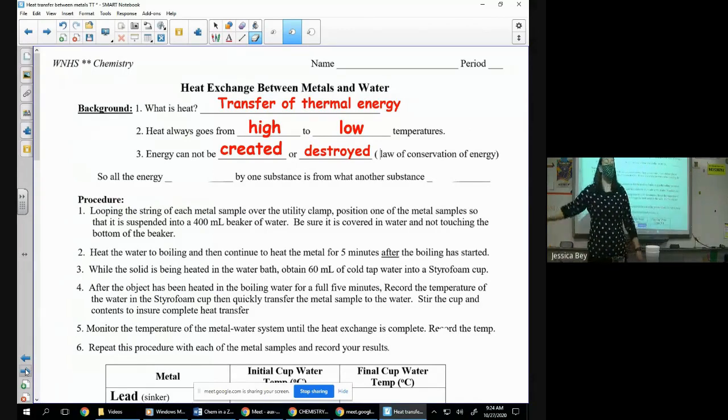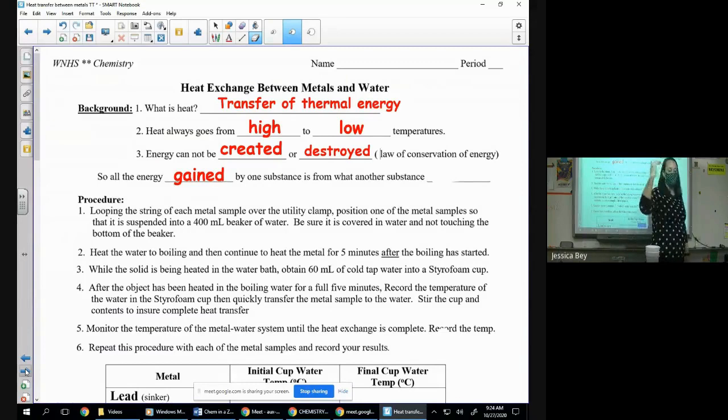So if our water gets hot today, energy that was gained by water, anything that gains thermal energy, has to be lost by something else. So if our water gets warm, that's because the hot metal cooled. So energy doesn't just come from anywhere. If something warms up, that means something gave it energy.